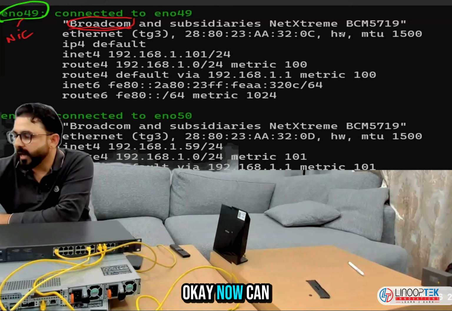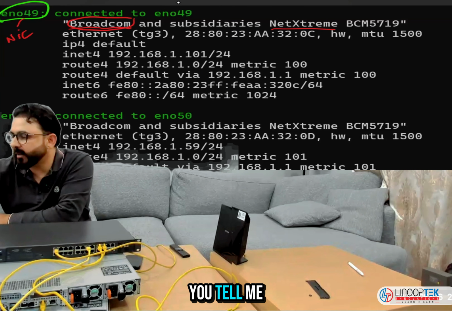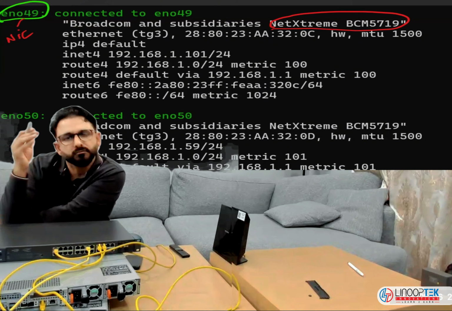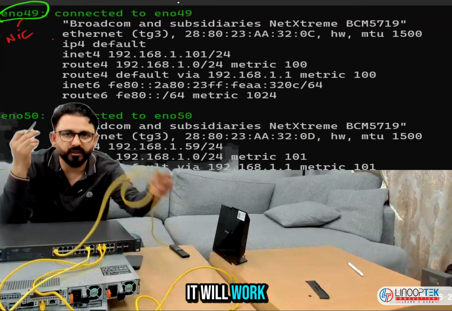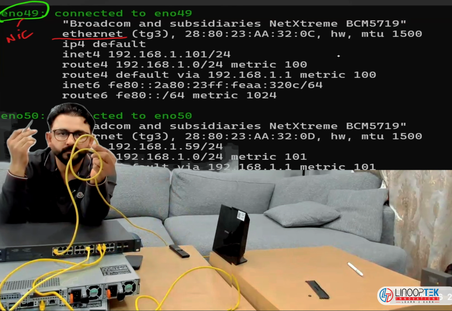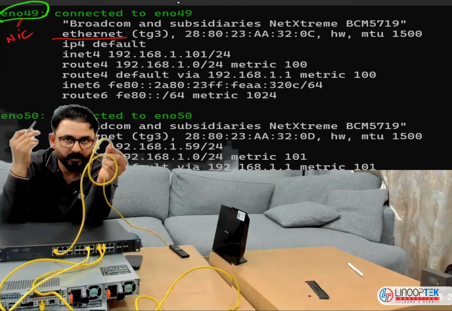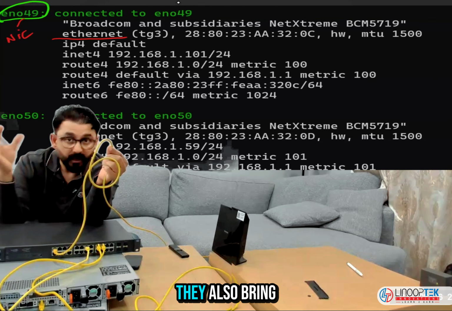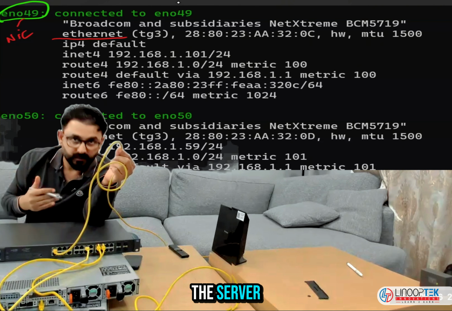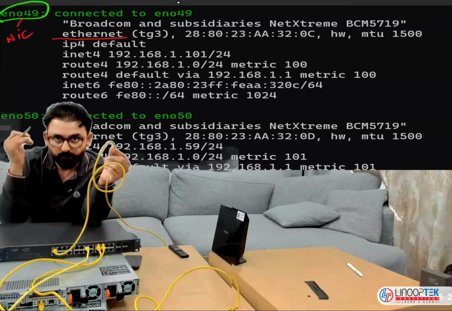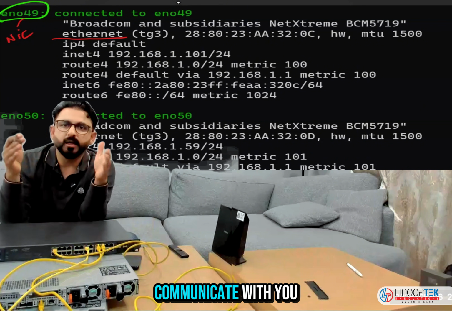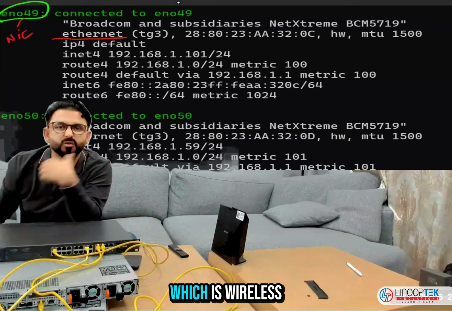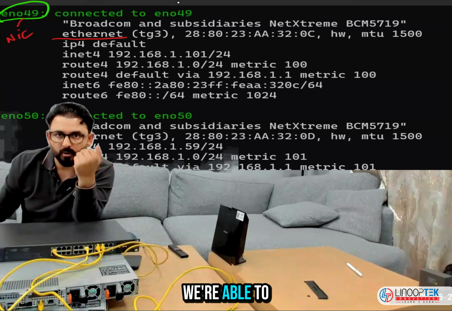Now, this is saying that this is an Ethernet card. Ethernet card means it will work with the RJ45 cable. It will not work with fiber. It's not a fiber card. Fiber cards are different. They also bring the traffic inside the server and take the traffic outside. The reason I'm able to communicate with you over Zoom is because I have a network card in my laptop, which is wireless.